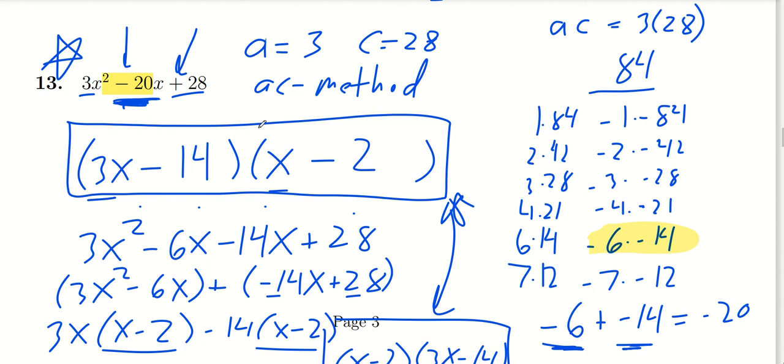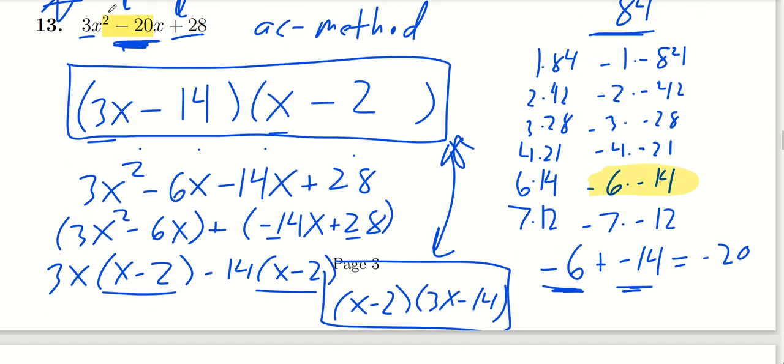Again, the way that works is you take the A number times the C number. 3 times 28 gives us 84. You then list all of the different possible factorizations of that number. Here we get the list, and then you look for which sum of those factors gives you the middle term. Here, to get negative 20, we needed negative 6 plus negative 14. So we use those two numbers to split that middle term up into two pieces, like we did here. And then by splitting it up, that allows you to complete the factorization by using the factor by grouping method.